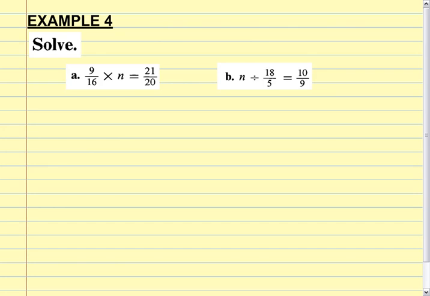Okay, folks. Now, this says solve. Part A says 9/16 times n is equal to 21/20. Now let me ask you something. Is that the way we in the 6th grade write a number multiplied by a variable? How can I rewrite this the way we would want to look at it? How do I do that here?